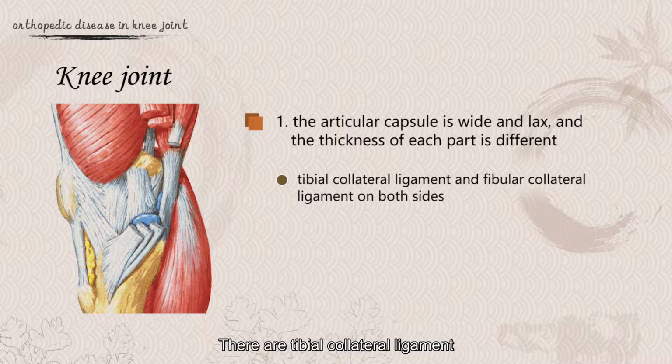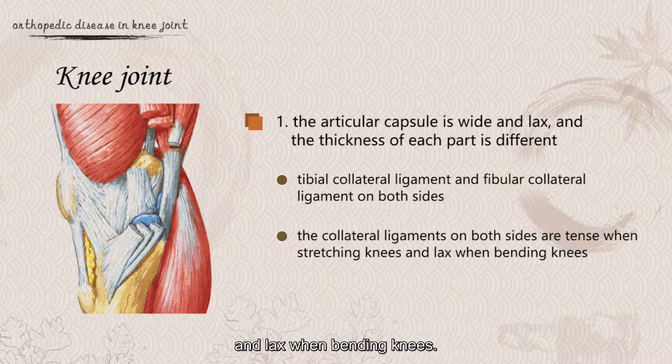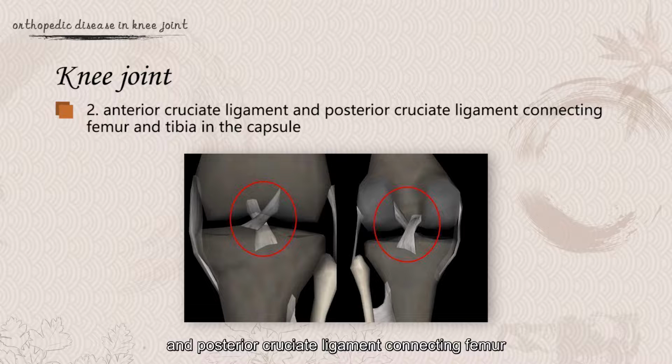There are tibial collateral ligament and fibular collateral ligament on both sides. The collateral ligaments on both sides are tense when straightening knees and lax when bending knees. Secondly, there are anterior cruciate ligament and posterior cruciate ligament connecting femur and tibia in the capsule, which are arranged crosswise.